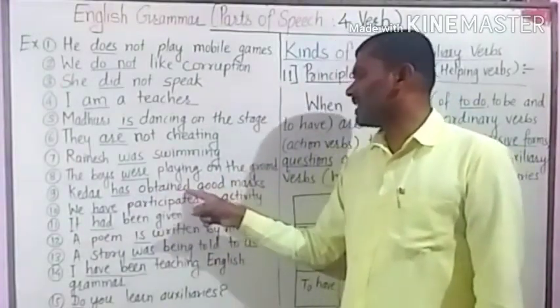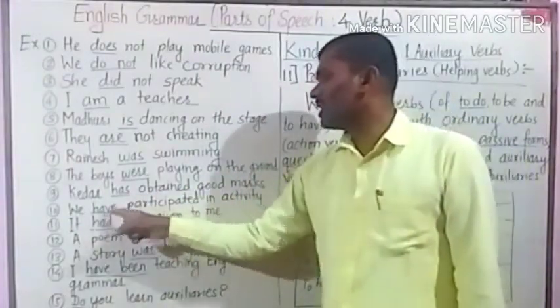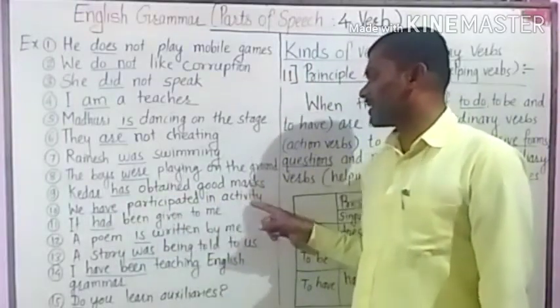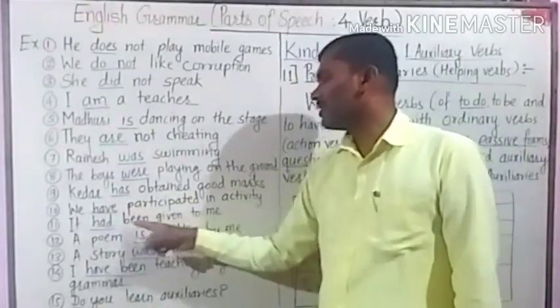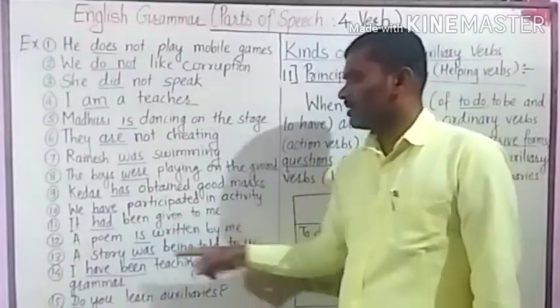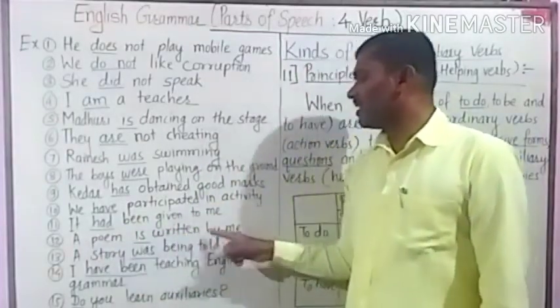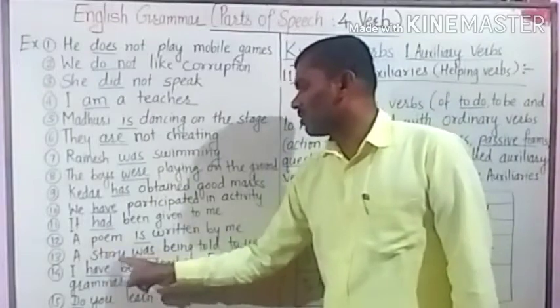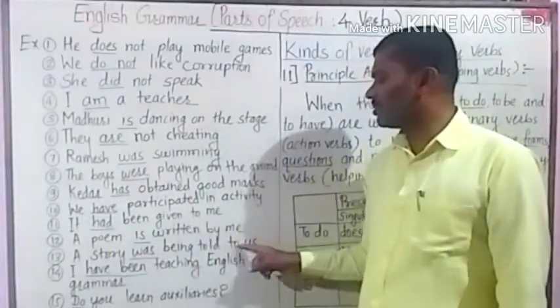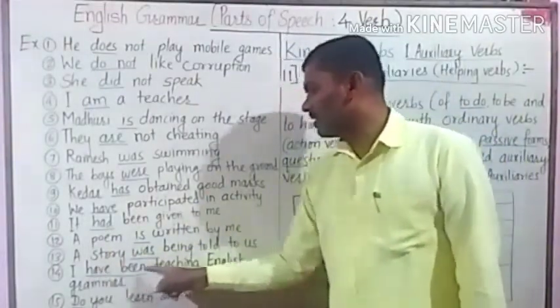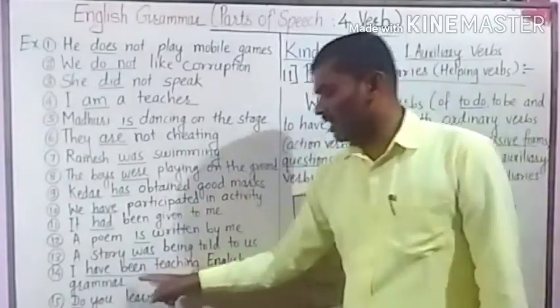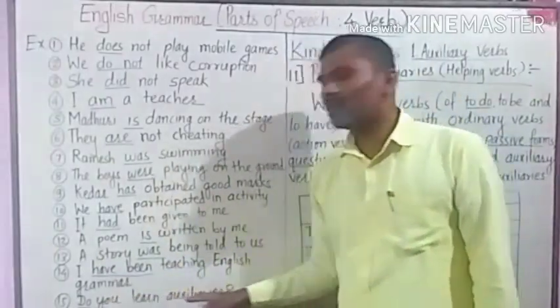Kedar has obtained good marks. We have participated in activity. It had been given to me. A poem is written by me. A story was being told to us. I have been teaching English grammar. Do you learn auxiliary?